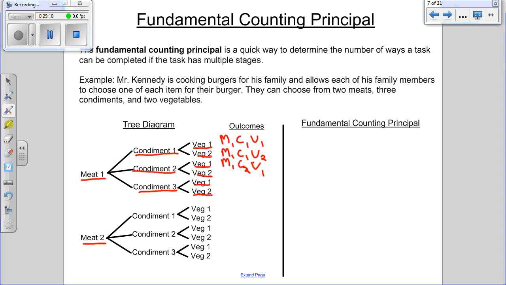So instead what you use is the fundamental counting principle to tell you how many outcomes there are. It won't tell you what each outcome is. The tree diagram does that. But you can figure out how many possible burgers there are.